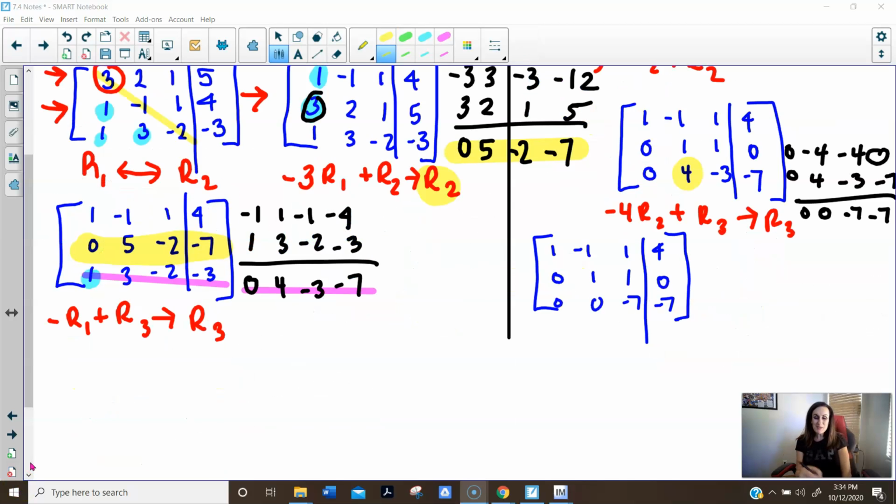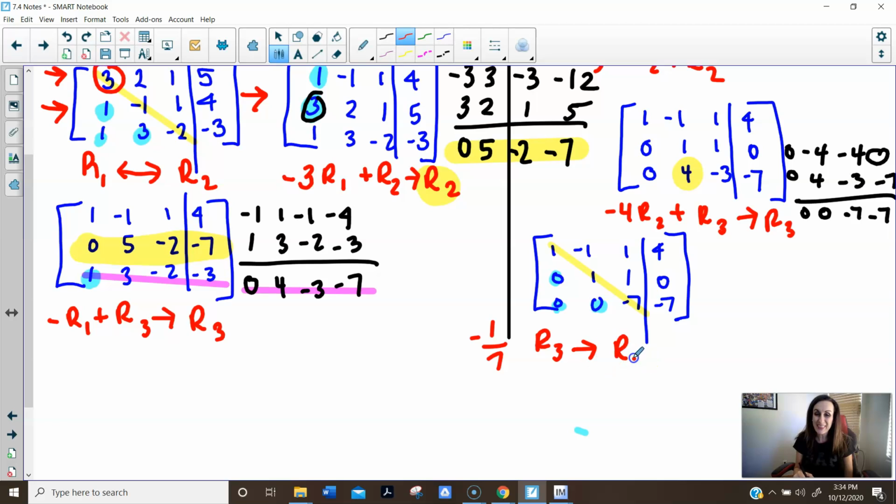Now we're so close to being done because we have a 1 and a 1, and we need to make that -7 a 1. And if we look below the diagonal, these are all zeros, which is great. So we're almost to row echelon form. We can just simply multiply this row by -1/7 because of the zeros. So let's do that. We're going to take row 3 and multiply it by -1/7. And that's going to give us our new row 3.